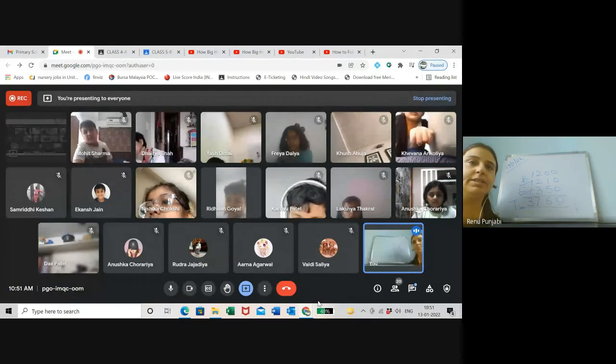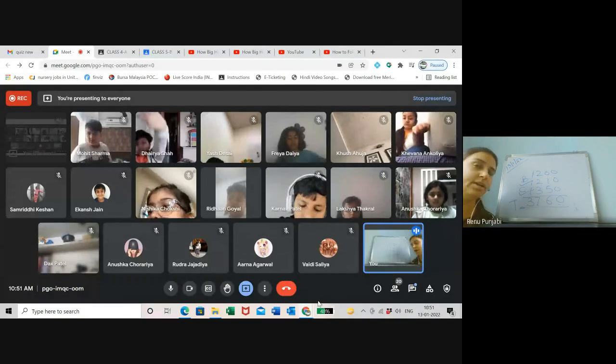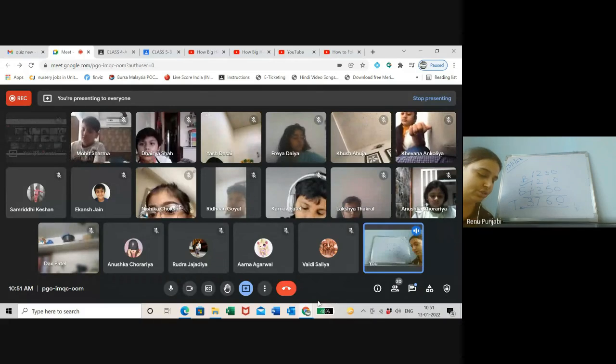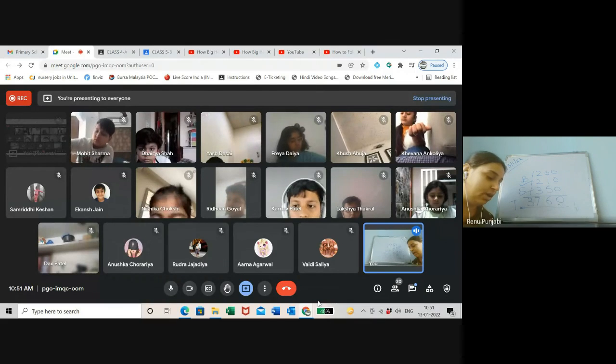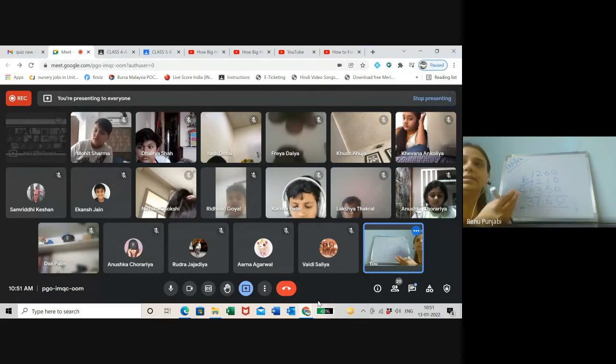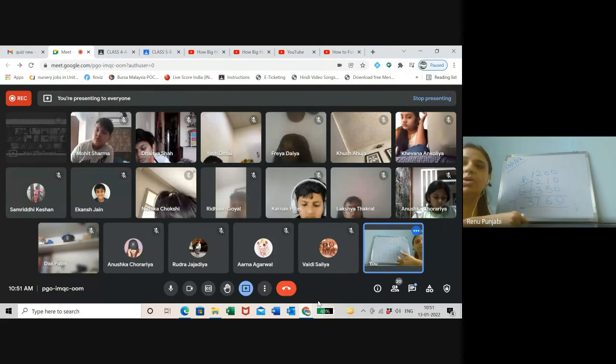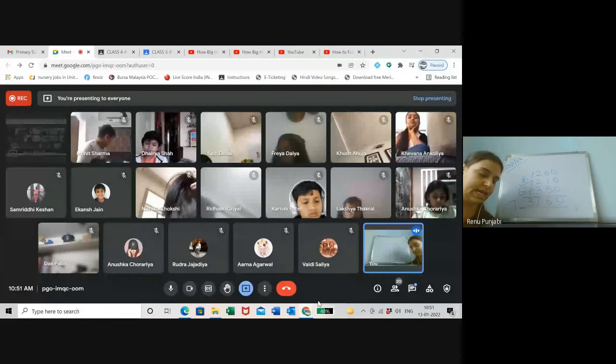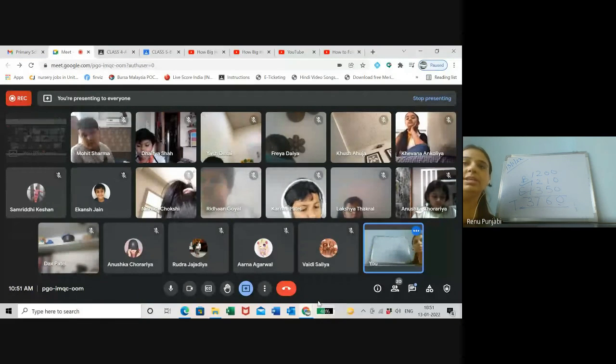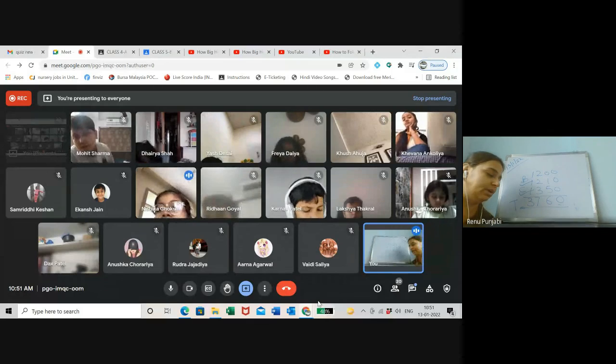Tomorrow, as I told you, bring a big thick sheet and sand or sweet or sugar, like sugar or salt, anything. You can either bring sand, salt or sugar. We are going to do this activity of the cylindrical big thick sheet. Okay. Till here, any doubt to any child?